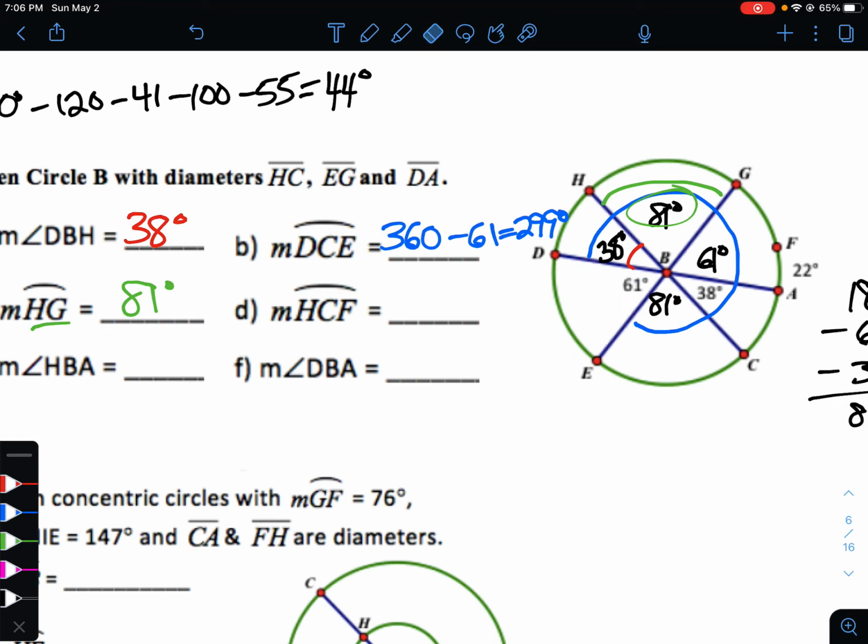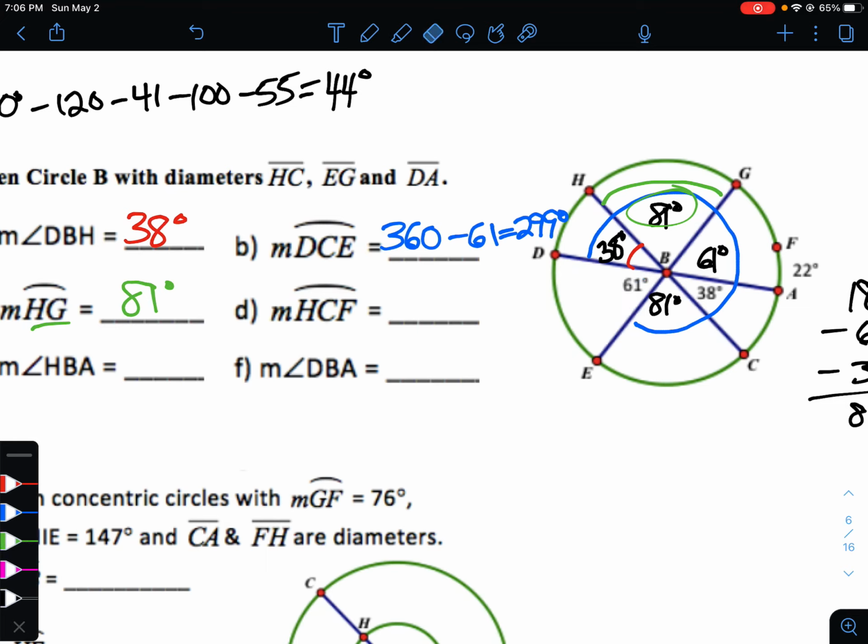Okay, so before we move on, let me go ahead and erase some of these colorful markings in there and get this cleared out for these last three. So next we want to find the measure of arc HCF. HCF would be starting at H, going through C, and then connecting at F right here.